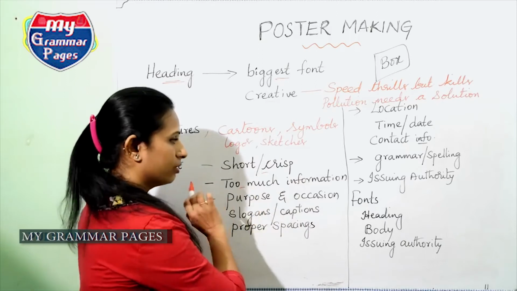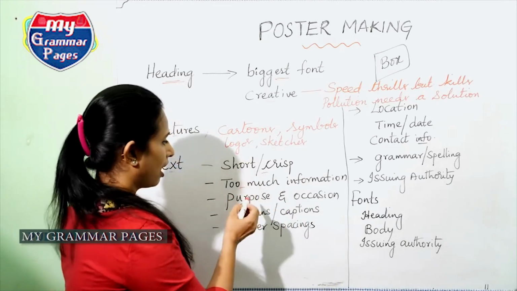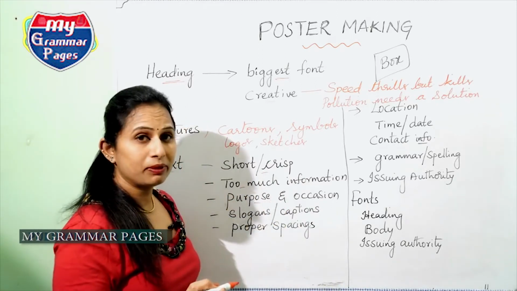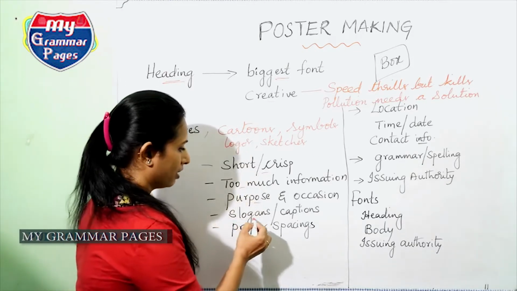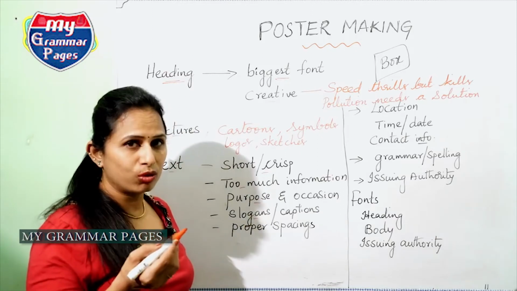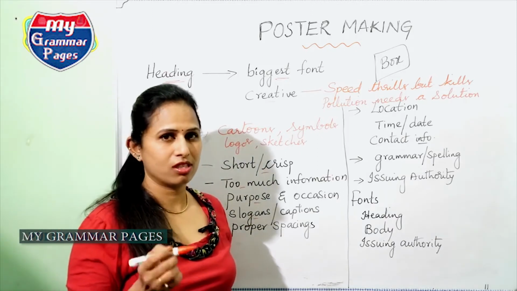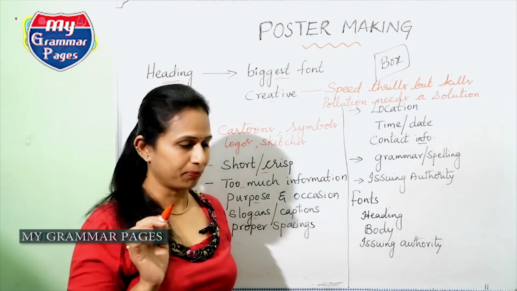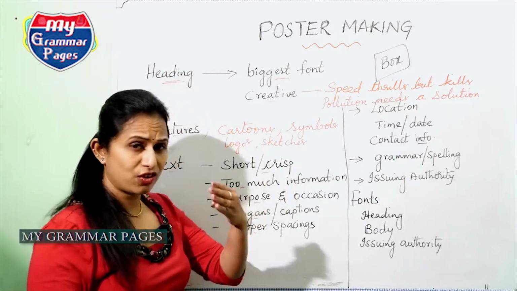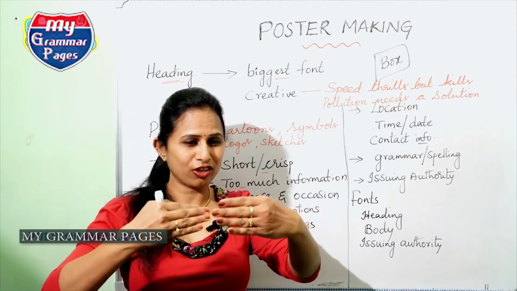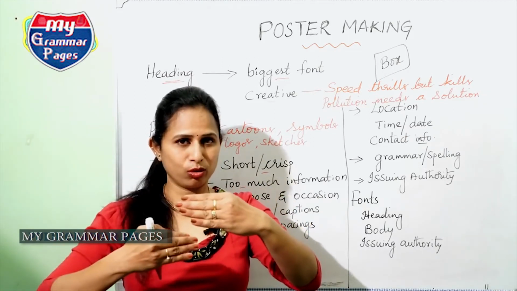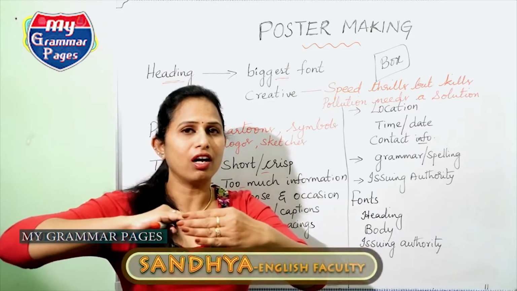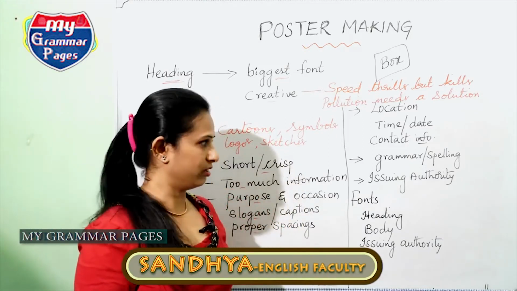And too much information should not be written, and you need to mention the purpose and the occasion of drafting the poster. And write slogans or captions but not exceeding 3. And when you are writing the slogans, make sure that there is proper space between one slogan and the other so that they don't overlap upon each other.